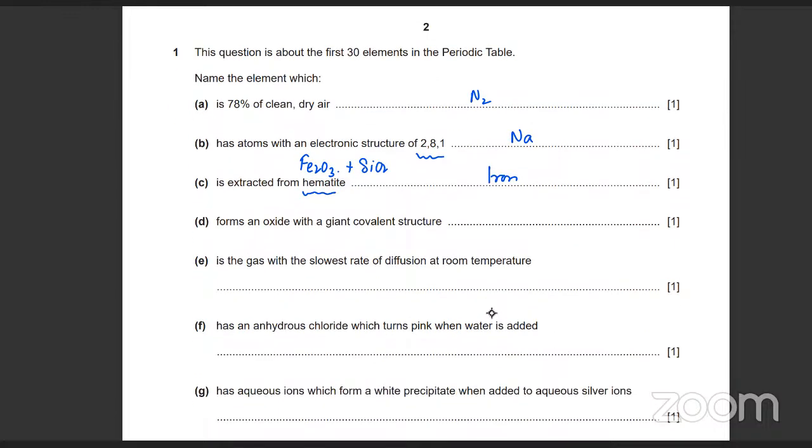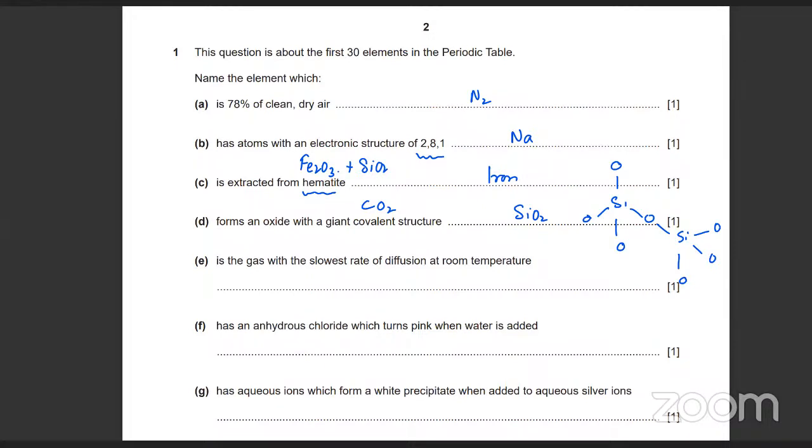Forms an oxide with a giant covalent structure. Carbon. Carbon oxide has a giant covalent structure? No, sorry. Silicon. Silicon oxide is a giant covalent structure. Silicon is bonded to 4 oxygen atoms, and then those oxygen atoms are further bonded to silicon atoms, which are then again bonded to oxygen atoms. So it's like diamond, it just continues endlessly.